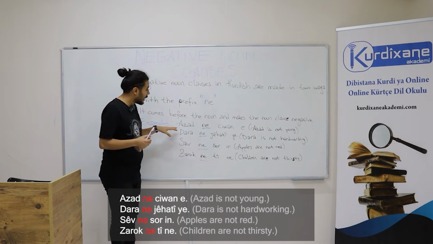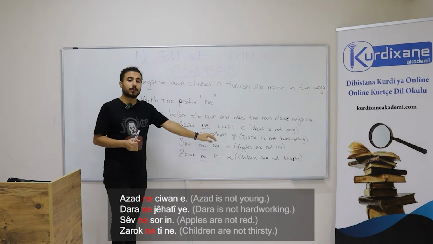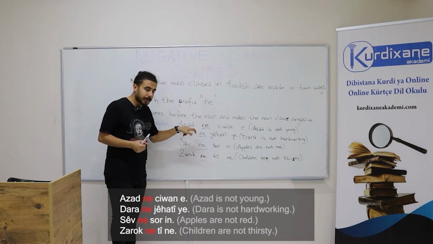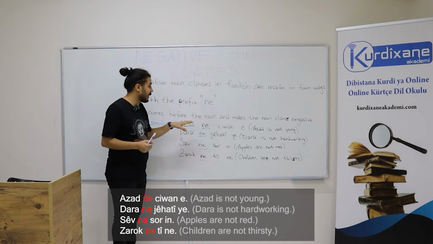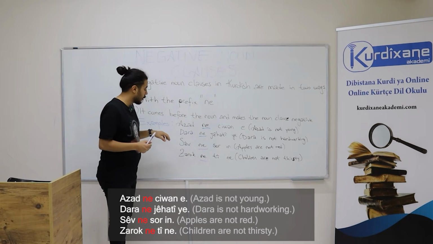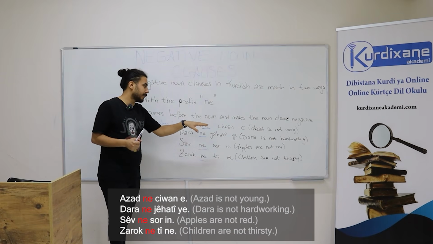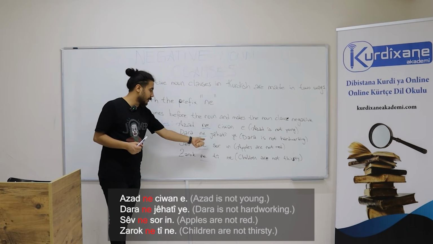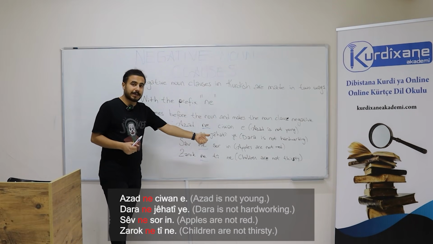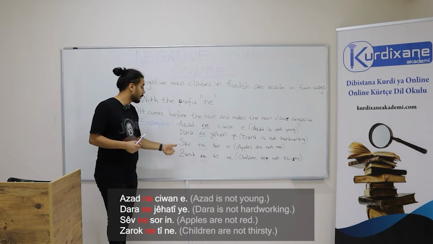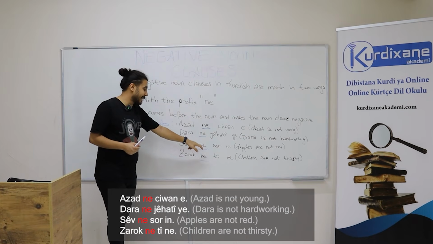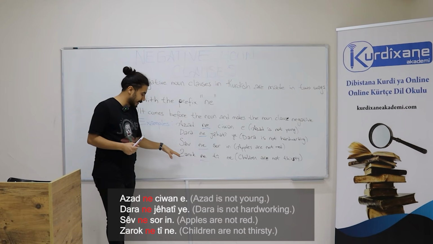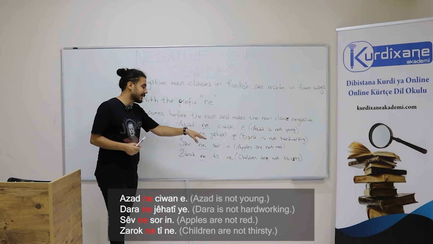As you can see here, Azat ne juwane. Azat is not young. As you can see, ne comes before the noun and it makes the sentence negative. Azat ne juwane. Azat is not young. Dara ne jihatiye. Dara is not hardworking. Again, it comes before jihati, which means hardworking, the noun, and it makes the sentence negative. Dara is not hardworking. Sev ne sorun. Again, before the noun, and it makes the sentence negative. Apples are not red. And in the last example, as you can see, zarok ne tine.